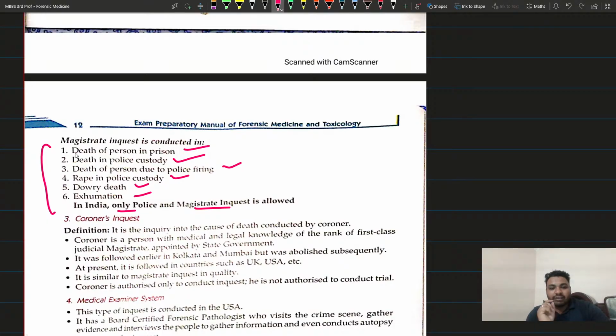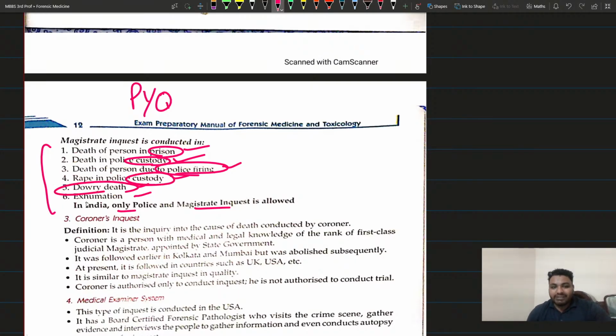Please make sure about this. I have received this question. If the death of the person is in prison, death in police custody, death of a person due to police firing, rape in police custody, dowry death, exhumation. What is exhumation? We will talk about this later.